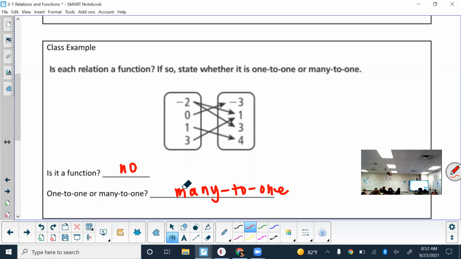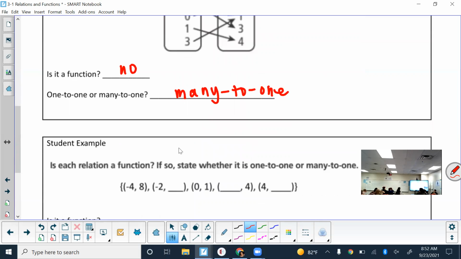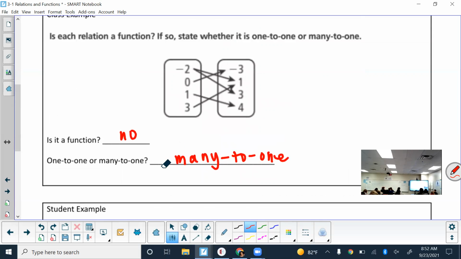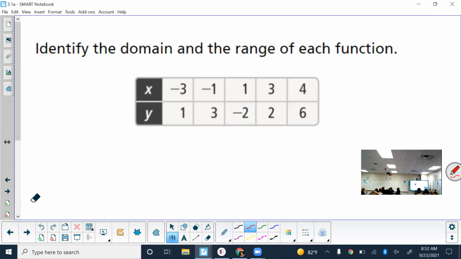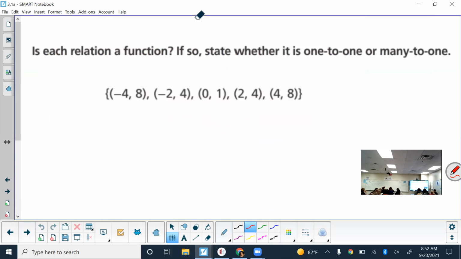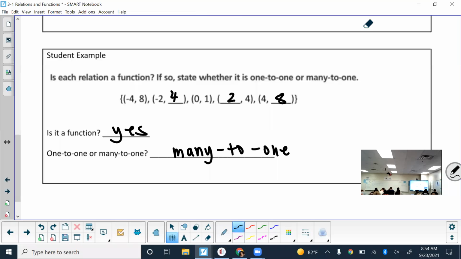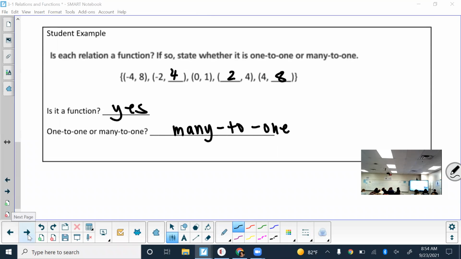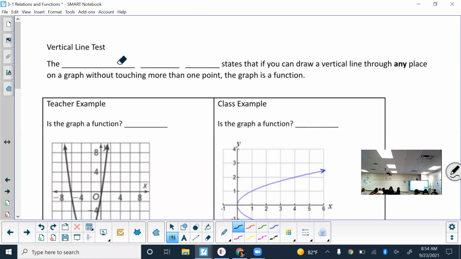All right, keep scrolling. Now the student example, I'll have to give you the info so that you can solve it. Hang on. All right, this one. So fill in the blanks and then answer the question. Questions? Here's the solution. Now next page, the other side of that page.